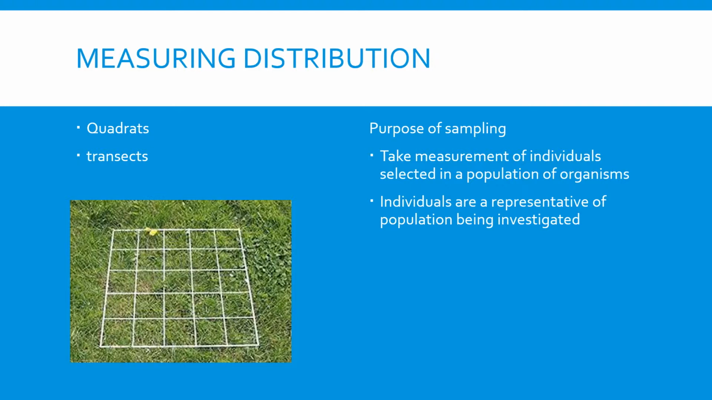So how would we minimize the effect of chance in sampling? Well, we use a bigger sample size and use data analysis techniques. So how would we measure species diversity? Species diversity is measured using the following calculation.